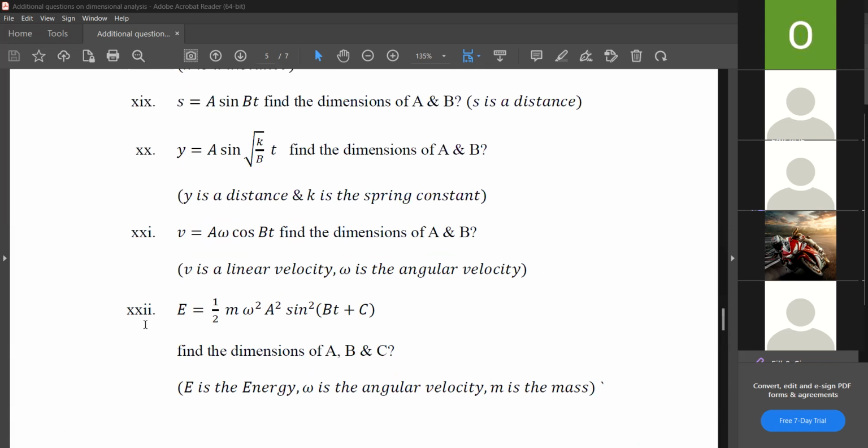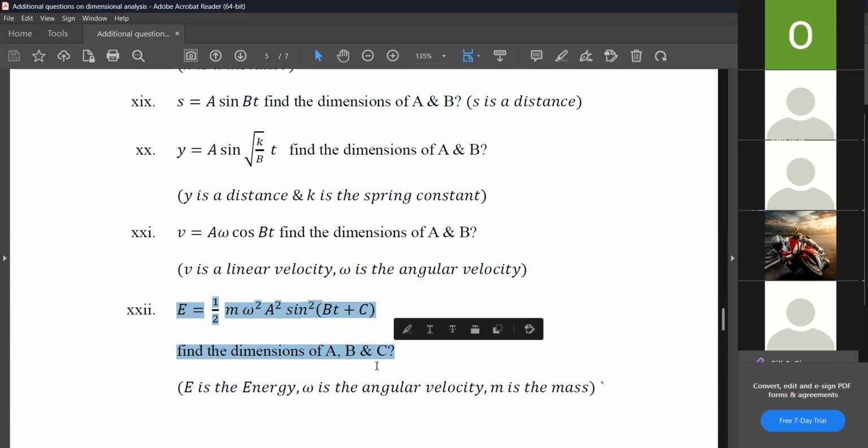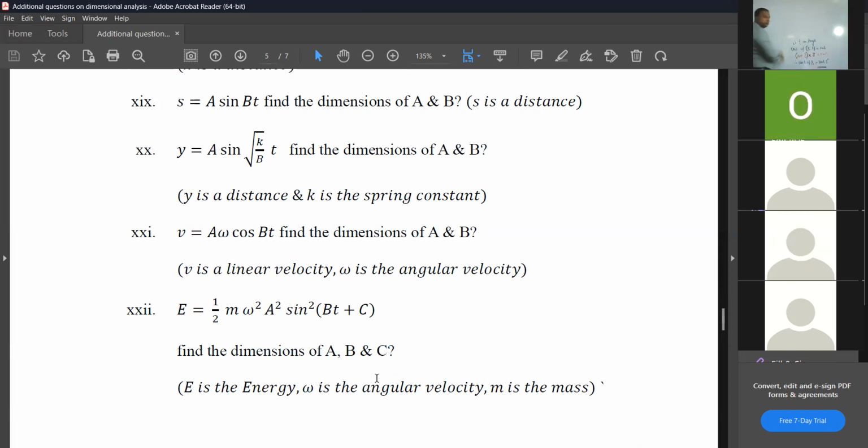First do question 22, the last one. Find the units of A, B, and C.